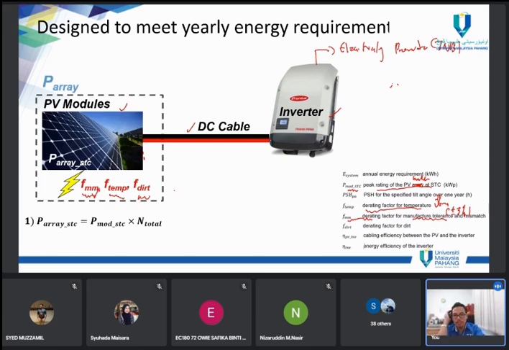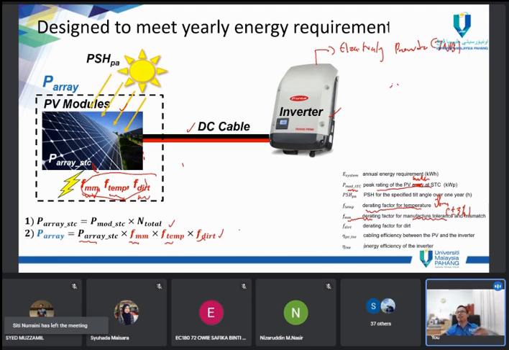Okay, so the next equation is the P array. After considering these factors, based on the original P array STC, you can calculate the P array. So the P array is derived from the P array STC and FMM, FTEM, and FDIRT. So the second equation is here: P array STC multiplied with FMM, FTEM, and FDIRT. So this is the equation for the P array.